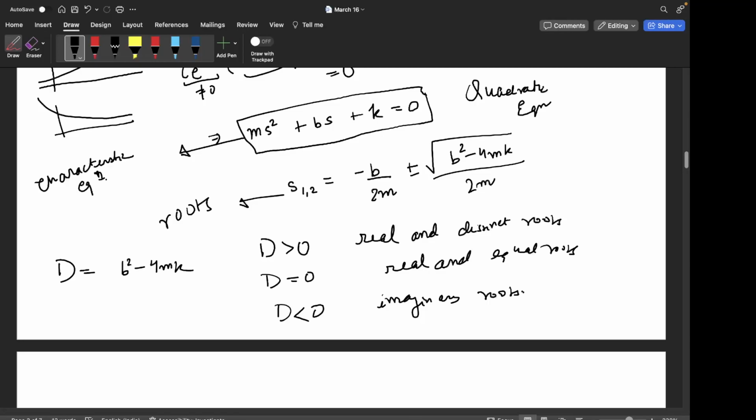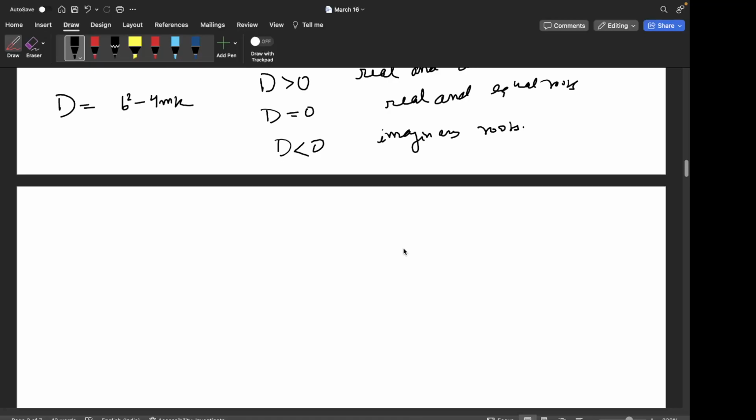Now, we did not set out to find out if the roots of this equation are real or imaginary or equal. We wanted to find out the response of the original system. So we still need to investigate further what the consequence is of having these types of roots. If the characteristic equation has real and distinct roots, then what happens to the system? What happens when the roots of the characteristic equation are real and equal, and what happens when they are imaginary? Okay.